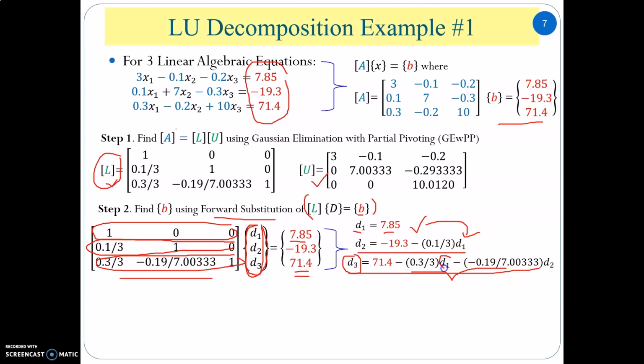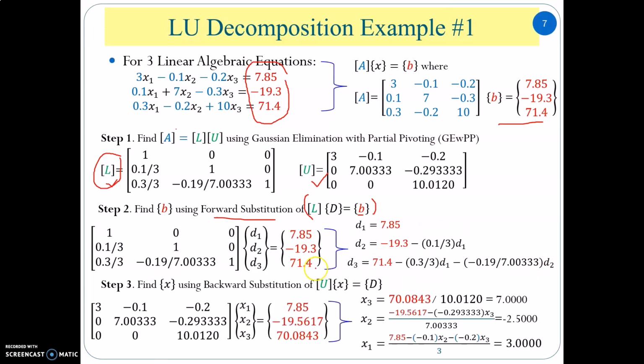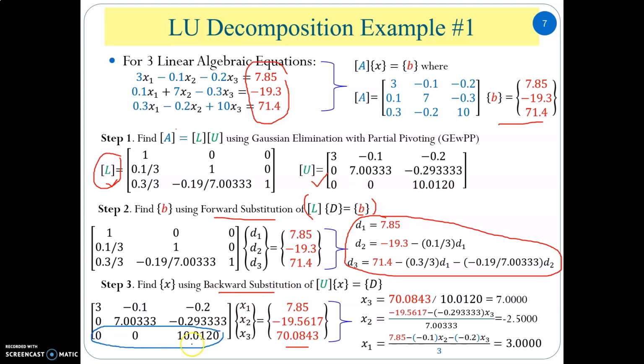So you can substitute your D1 and D2 from these two formulas, and then you can get the answer for D3. Then we can continue with the backward substitution by using the equation Ux equal to D, and D is obtained from here. So previously, once you do the calculation, you should obtain this result for D1, D2 and D3. Backward substitution means that you start the substitution from the last row.